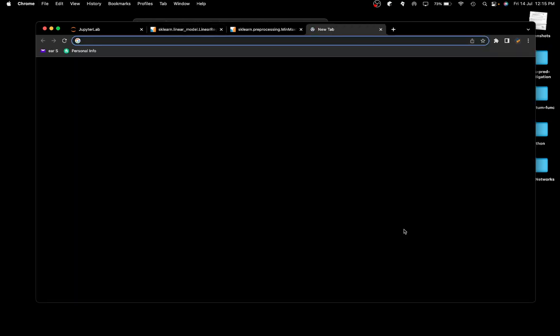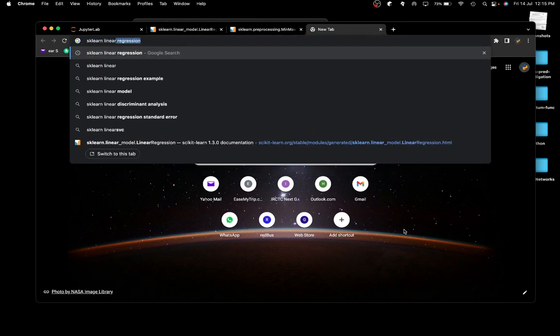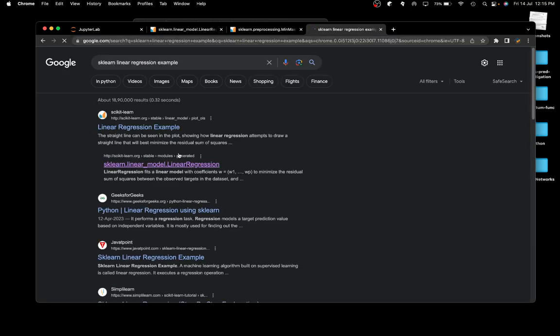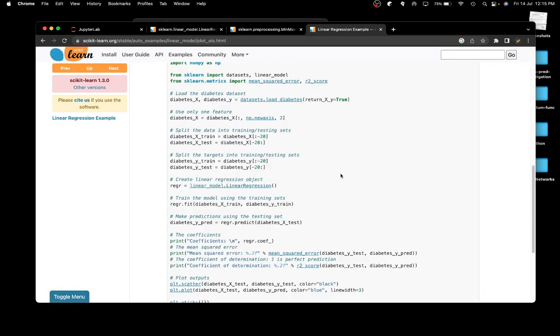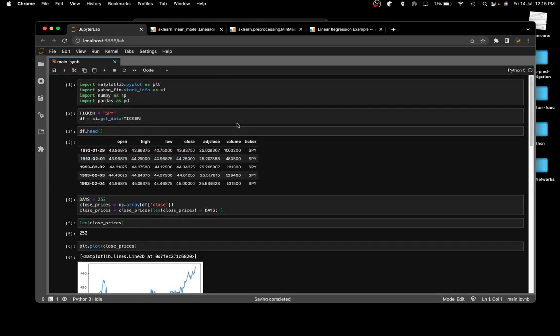So we can just search sklearn linear regression example. I know they actually have an example on that, another page on sklearn's site. So here, as you can see, we have the coefficient of determination, but for that we actually need to make a prediction first. And the way I'm going to do this is very simple.